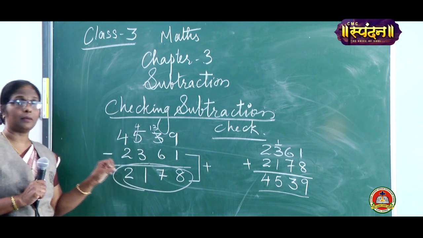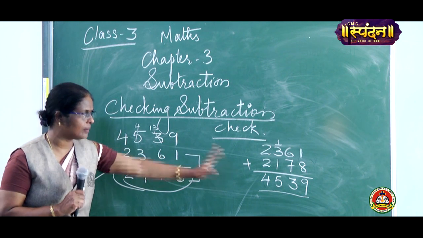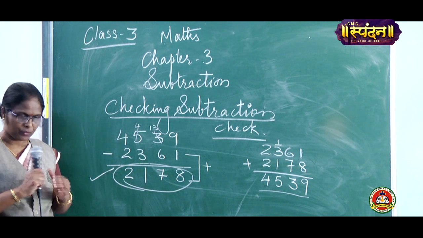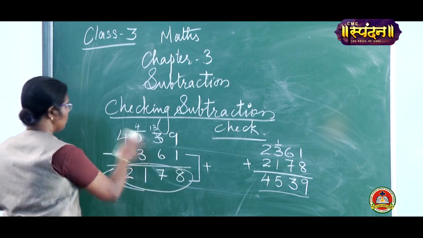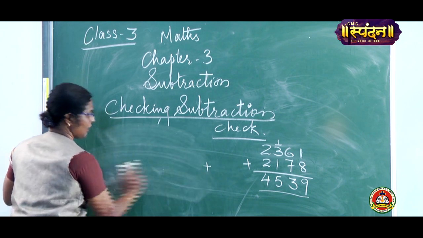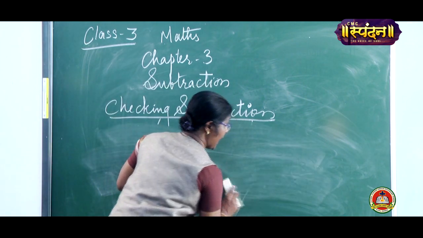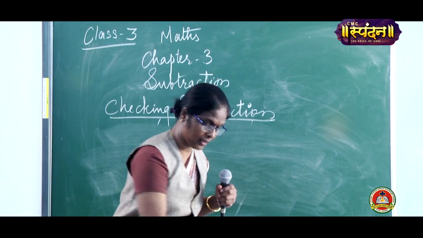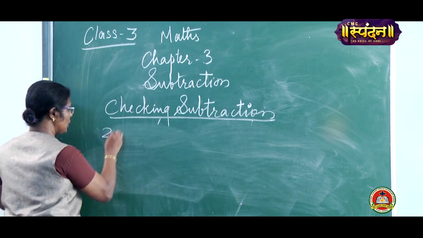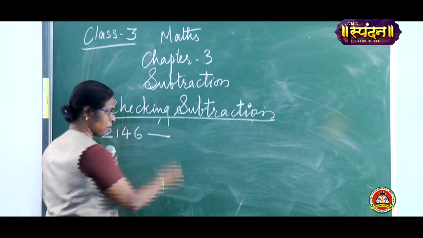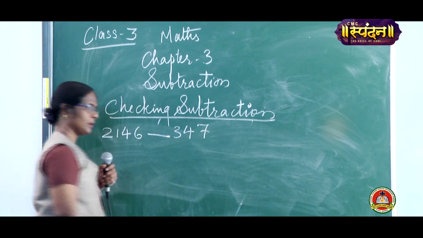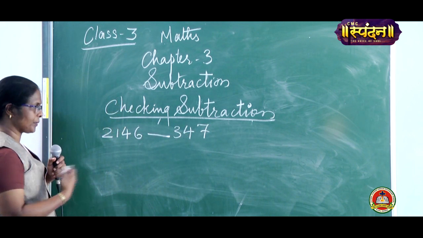If anywhere I am committing a mistake, I won't get the bigger number. I won't get this number. Okay, we will see. In your book also it is given: subtract and check. That means you have to subtract the numbers and then check it. The number is 2146 minus 347. This is written in a horizontal way.